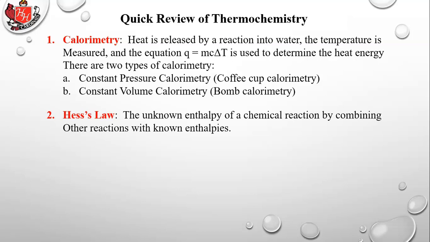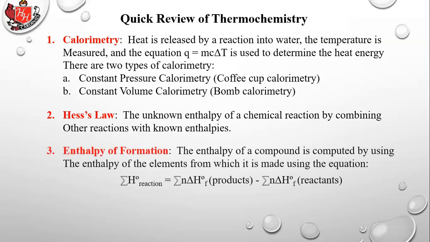Next is Hess's law. The unknown enthalpy of a chemical reaction, you can determine by combining other reactions with known enthalpies. Again, we'll review this concept. Three is enthalpy of formation. The enthalpy of a compound is computed by using the enthalpy of the elements from which it is made using the equation. So in other words, you use the enthalpy of formation of each of the elements in that reaction. Again, we'll see examples of this.